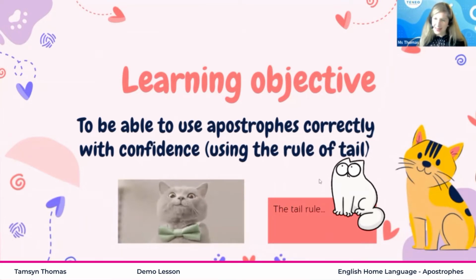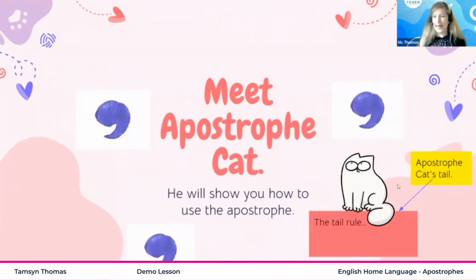And Apostrophe Cat over here wants to share a very important rule of tail with you. So let's meet Apostrophe Cat. Apostrophe Cat checks if apostrophes have been used correctly by using his tail. He places his tail over the apostrophe and looks to the left of the apostrophe. Whatever is to the left of the apostrophe is the thing that is doing the owning. He will show you when we get to that slide.